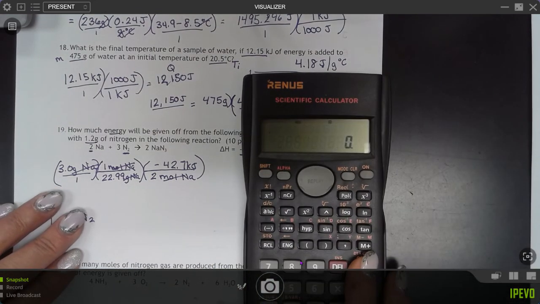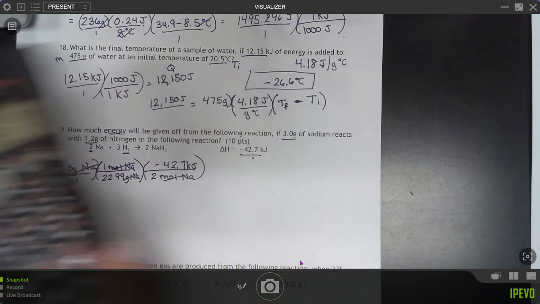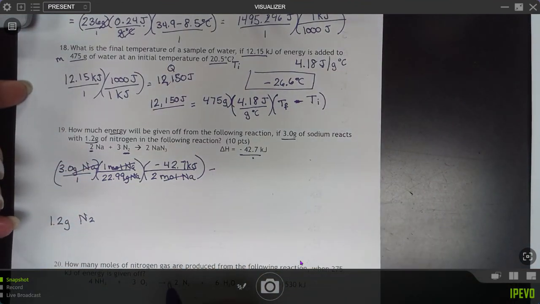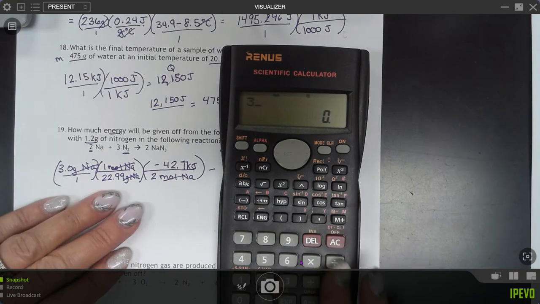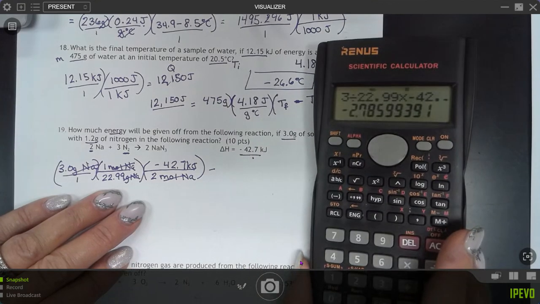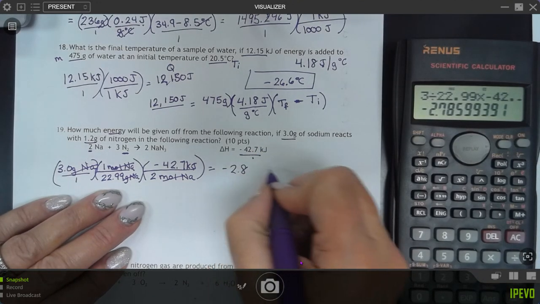Okay, so let's see what we get. 3 divided by 22.99 times negative 42.7 gives us negative, did I do that right? Why is my answer, hold on a minute. Oh, I know what I did. I didn't divide. All right, try that again. 3 divided by 22.99 times negative 42.7 divided by 2. There we go. 2.78. How many sig figs? I can only have 2 sig figs, so I'm going to say negative 2.8, and my units are kilojoules.